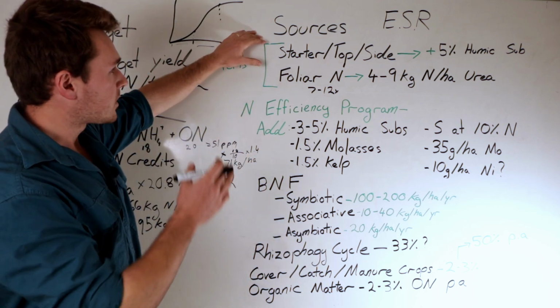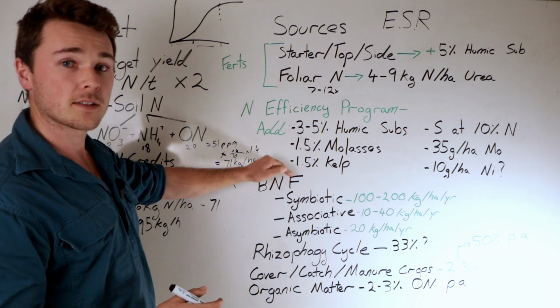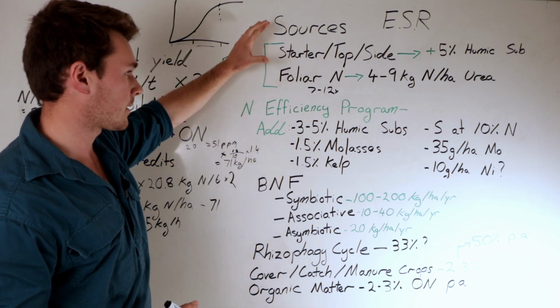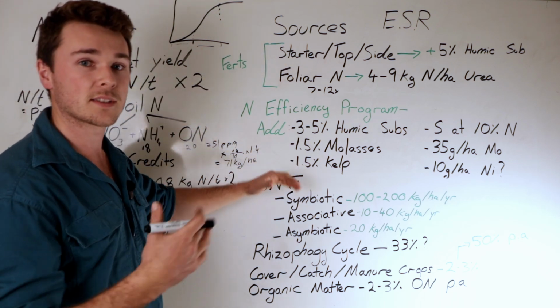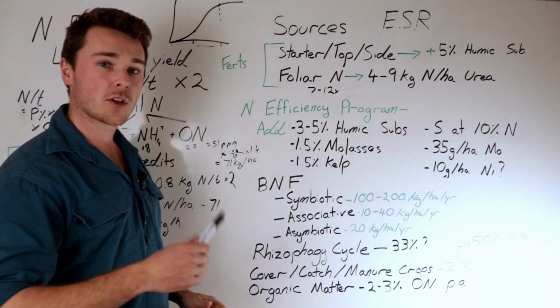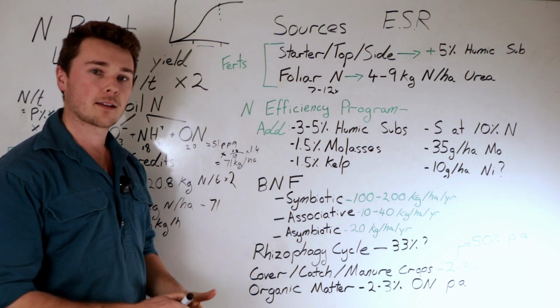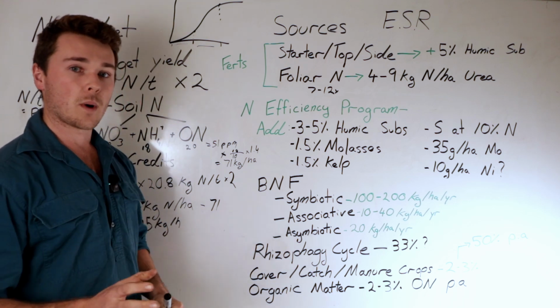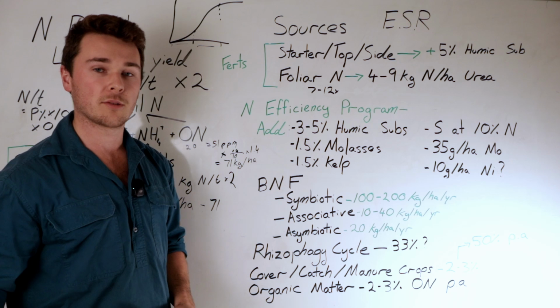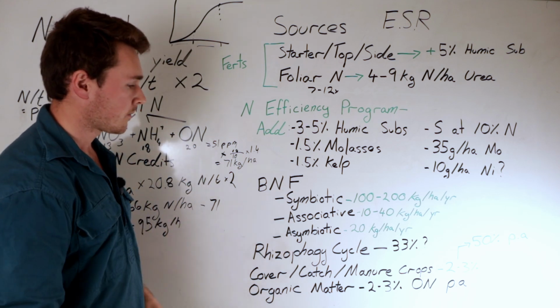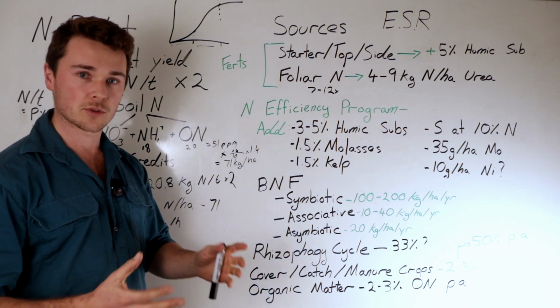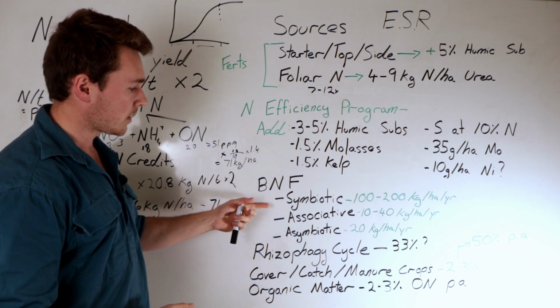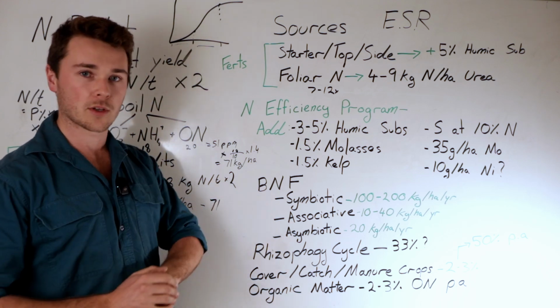So in terms of the efficiency, these kind of things are the efficiency side. Once we get this nailed, then we can go to the substitution side. So in terms of substitution, we're going to be looking at biological nitrogen fixation. This is a really useful way of getting nitrogen from our microbes rather than from fertilizer. There's three types of biological nitrogen fixation: symbiotic, associative, and asymbiotic.